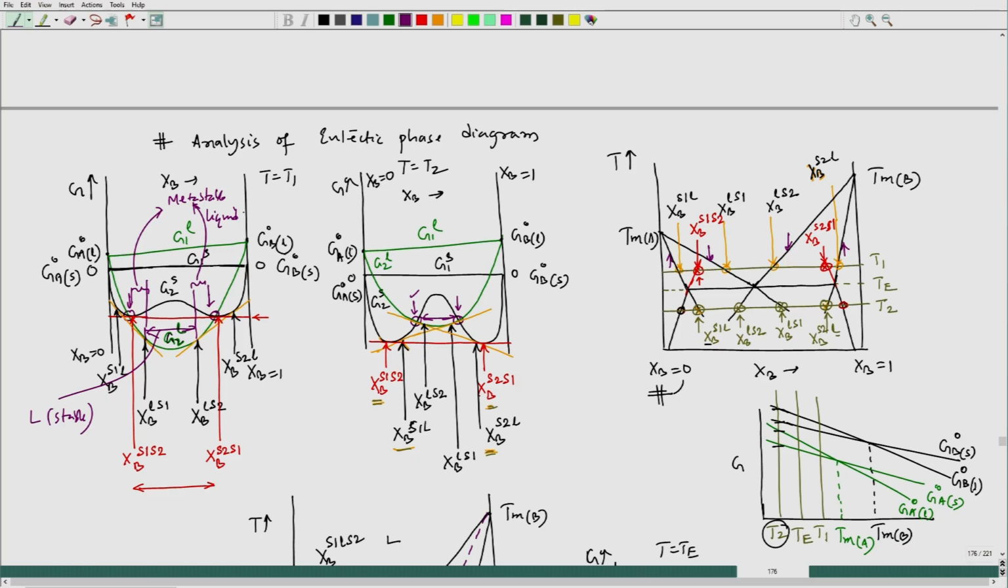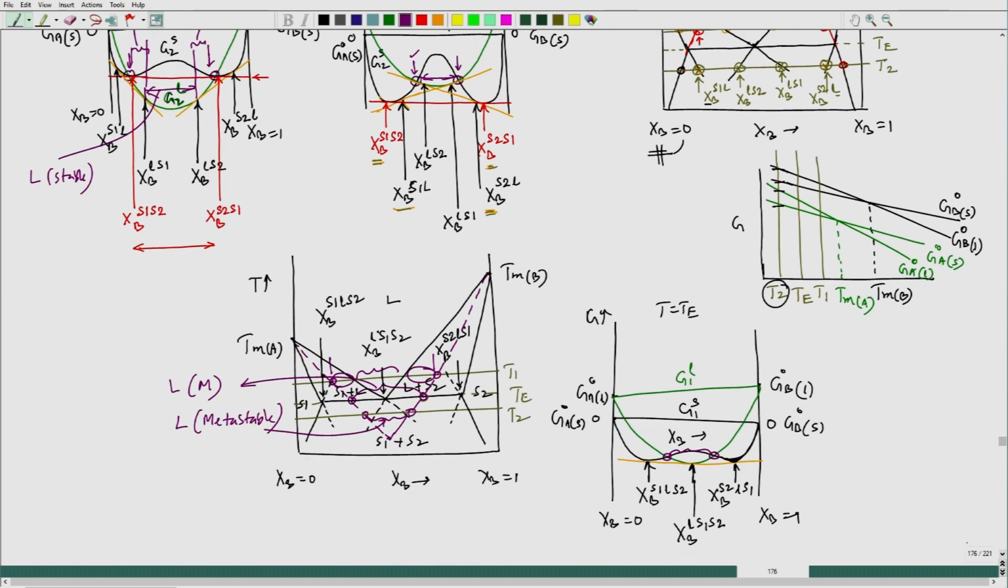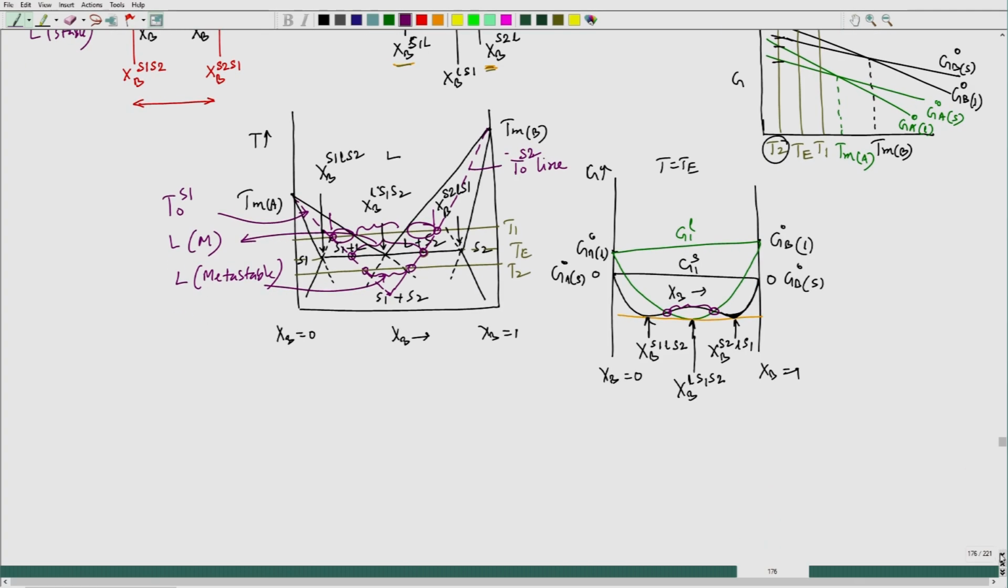That way we can actually decide which liquid is stable and which liquid is metastable. Now, this particular locus point is called the T naught point, or T naught line. Here also, this is T naught for S2 and this one is T naught for S1, and these two dotted lines can explain one interesting phase transformation, one interesting phenomenon in material science, which is called glass formation.